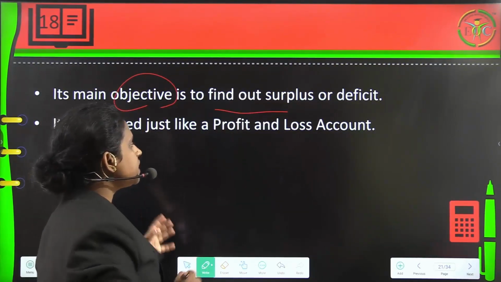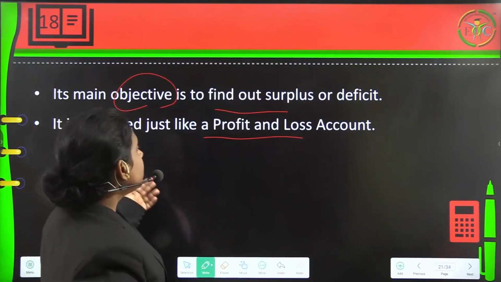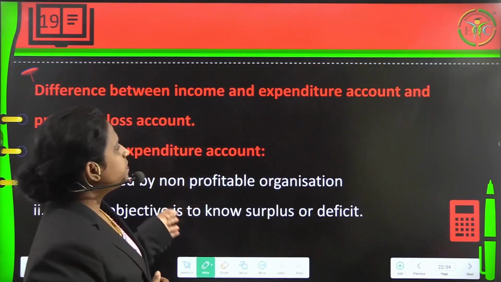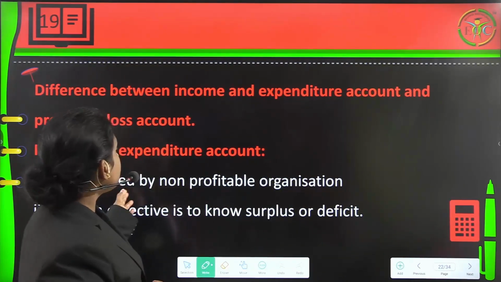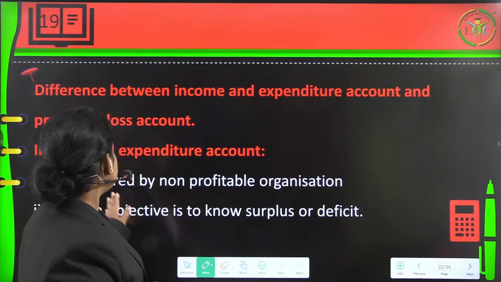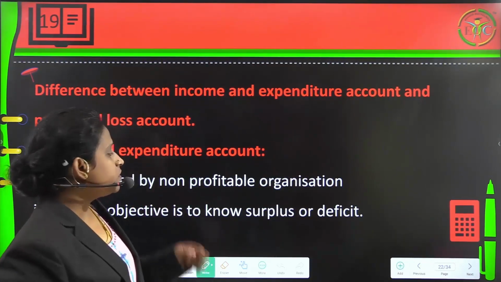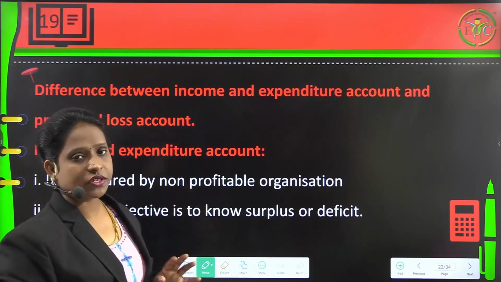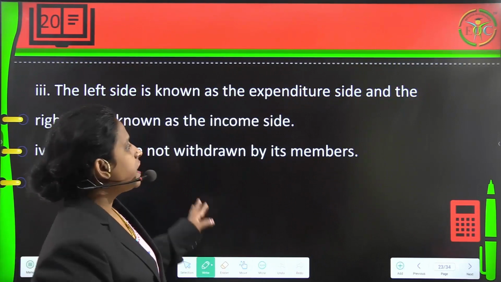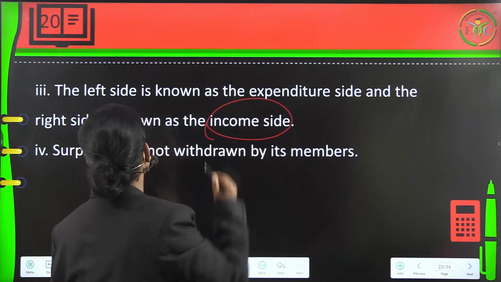Then it is prepared just like a profit and loss account. So we can also understand that it will be prepared based on a profit and loss account. Then, the difference between the profit and loss account and the income and expenditure account. So let's understand this. All these three are prepared by non-profit organizations. And its main objective is to know the surplus or deficit of the particular account. Then the left side is what we call the expenditure side and the right side is what we call the income side.